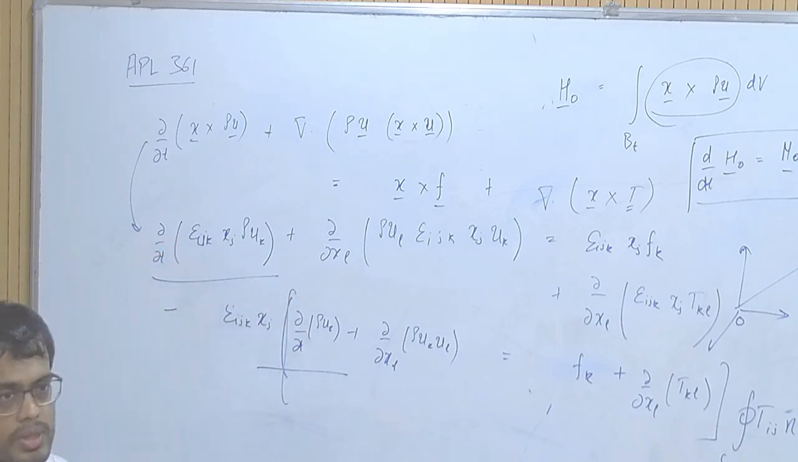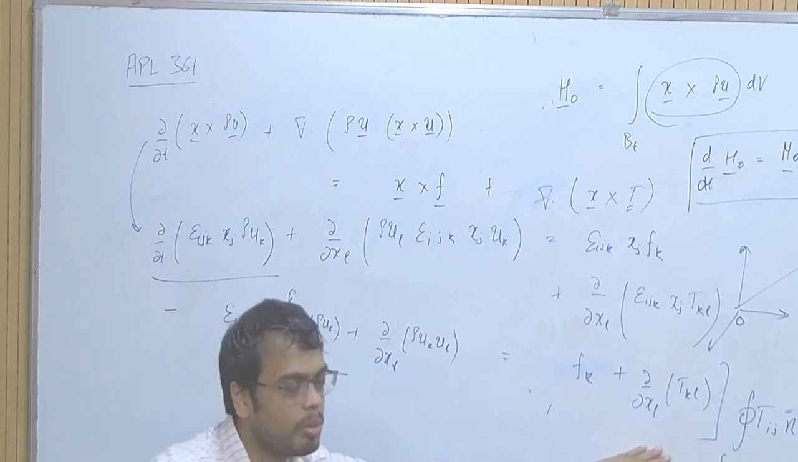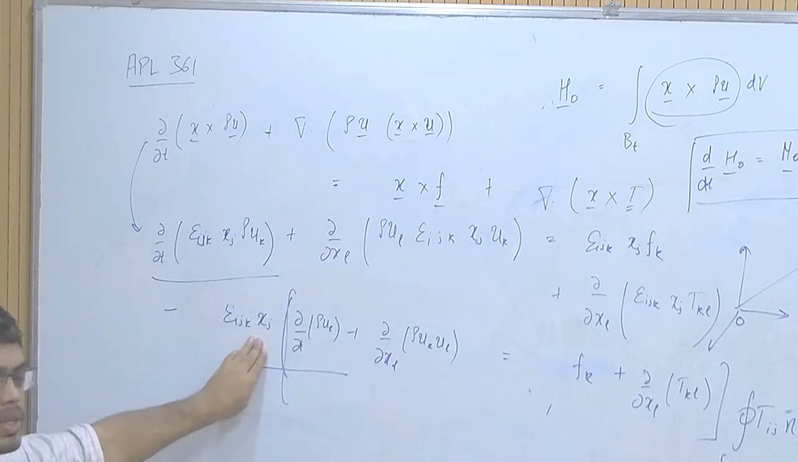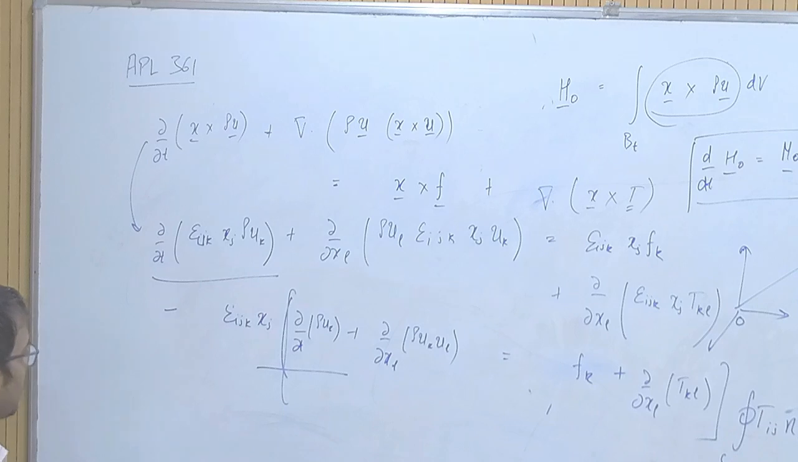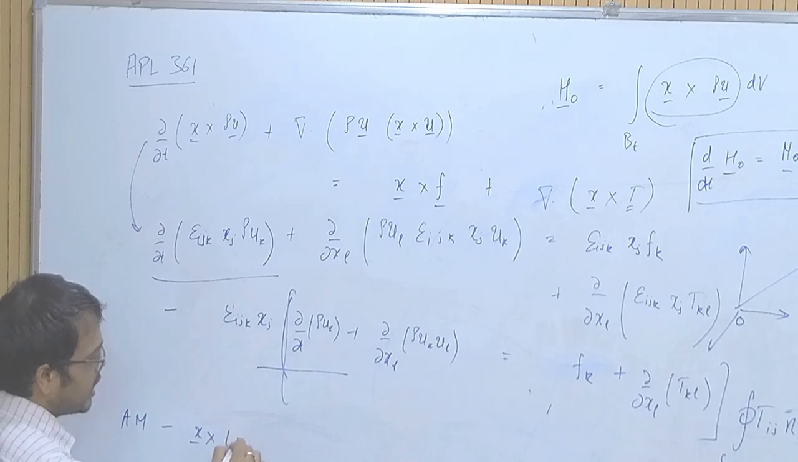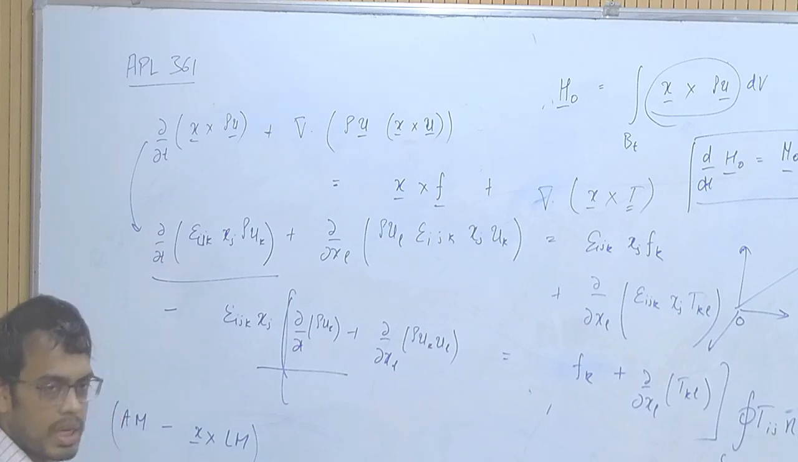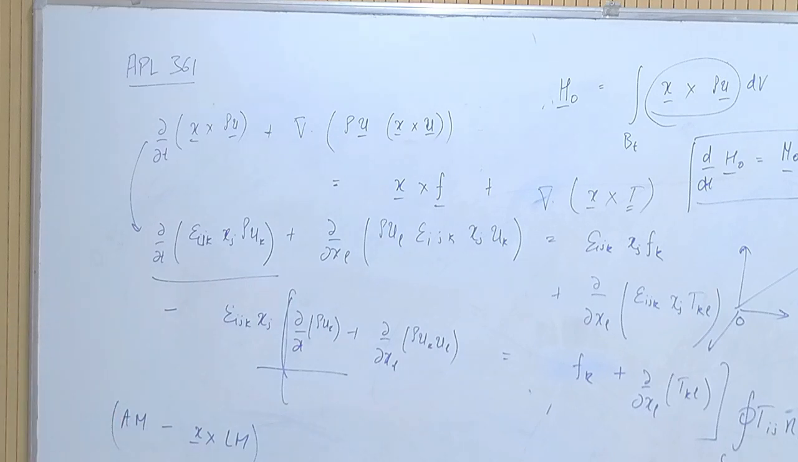you can work it out using index notation, and then what I am doing is I am subtracting the cross product of the momentum equation taken with xj. So basically what I am doing is the angular momentum equation minus x cross linear momentum equation. This is what I am doing here, angular momentum equation minus x cross linear momentum equation.